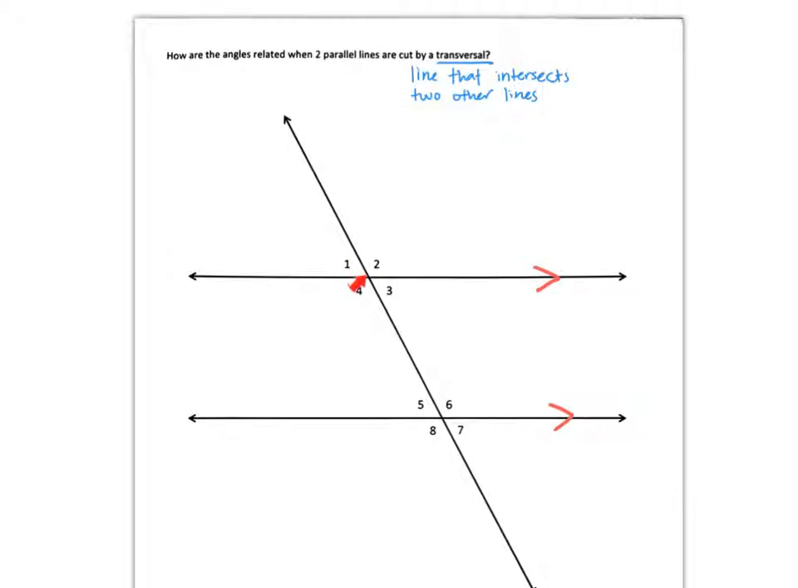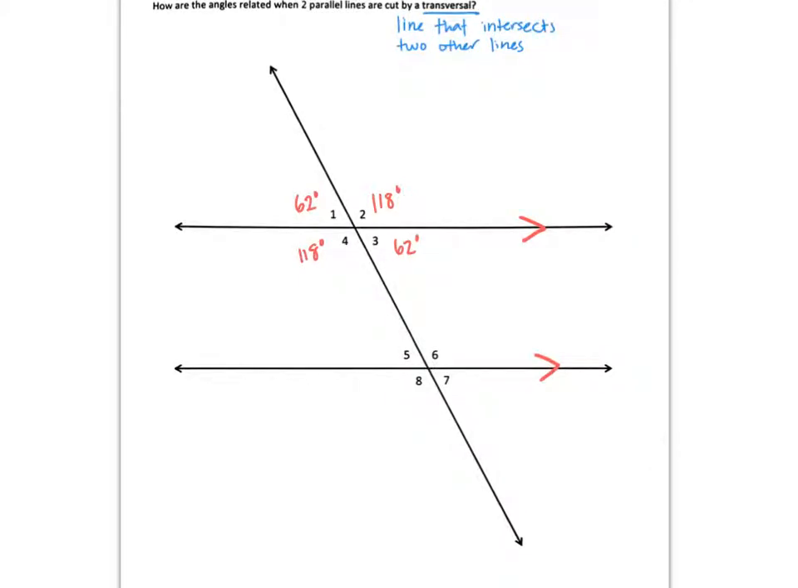So angle 1 has this vertex and it has that side and that side, right? I went and measured these angles already. Angle 1 is 62 degrees and angle 2 is 118 degrees using a protractor. Angle 4 measured 118 degrees, angle 3 measured 62 degrees. For the 4 angles at the bottom, angle 5 measured 62 degrees, angle 6 118 degrees, angle 8 118 degrees, and angle 7 62 degrees.